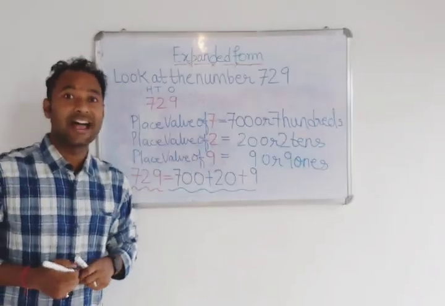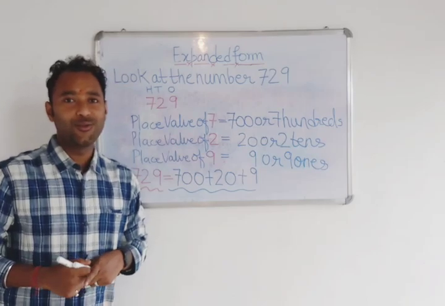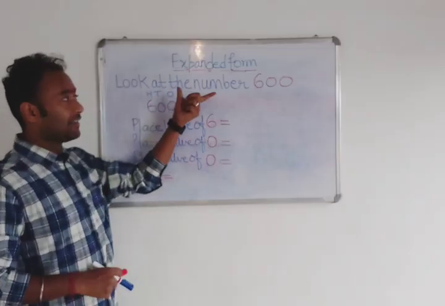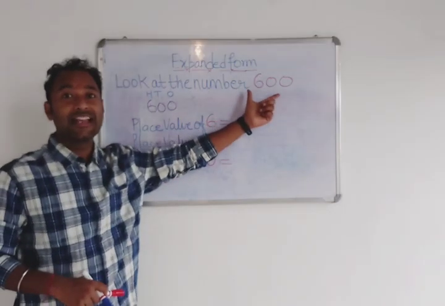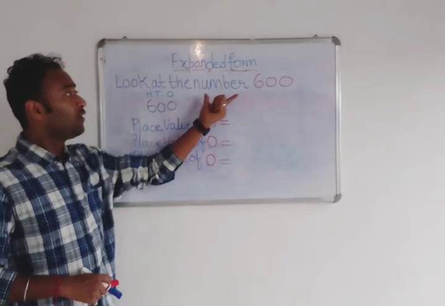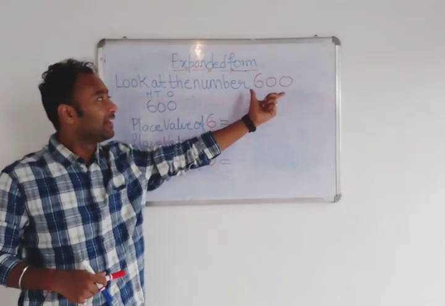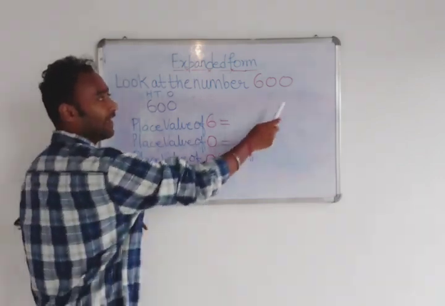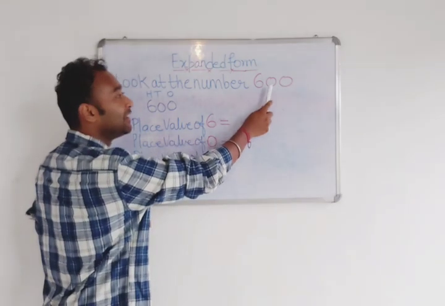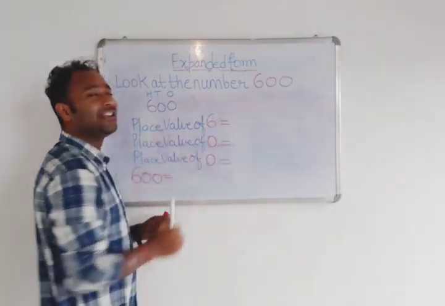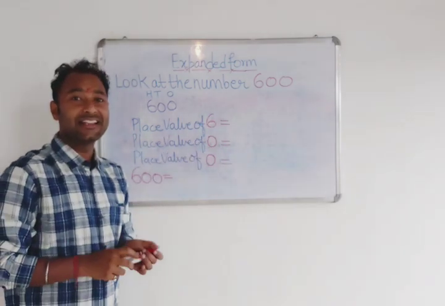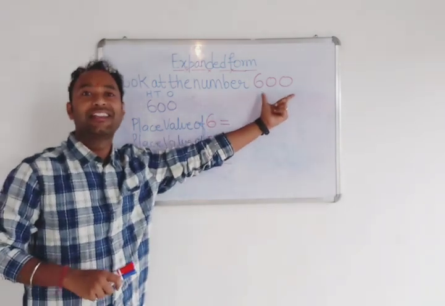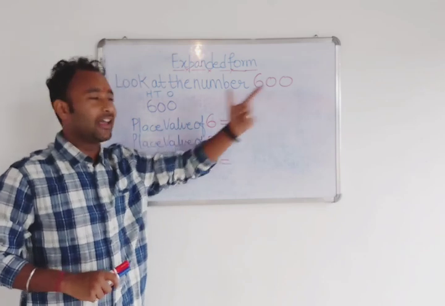Understood, students? I hope it is easy for you now. Look at the number, that is 600. Now in this 600, how many digits are there? Yes, there are 1, 2 and 3. So how many digits are there in this number? There are 3 digits.